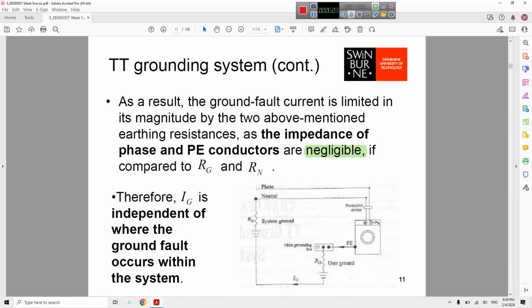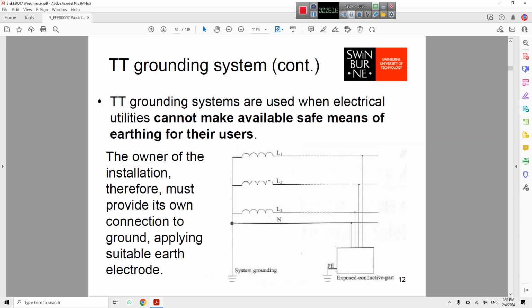TT system is free location for the fault because there is no significance of the phase and neutral or the PE cable impedance of conductors. TT grounding systems are used when the electrical utility cannot make available safe means of earthing for their users. The owner of the installation therefore must provide its own connection to ground supply, applying suitable earthing electrodes. So it is all based on the end user, the customer.